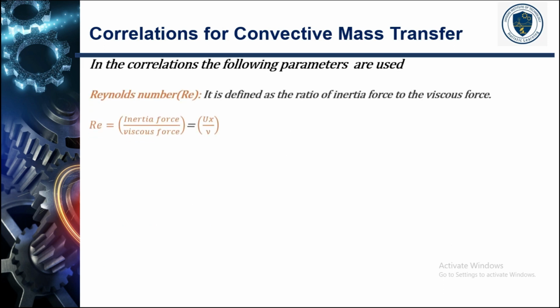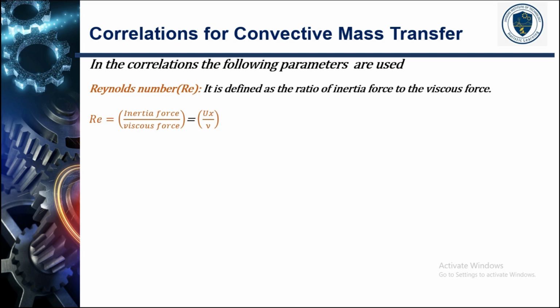The first one is the Reynolds number. We already know about the Reynolds number. What is the Reynolds number? It is the ratio of inertia force to viscous force. The formula for the Reynolds number is Ux by nu. If you substitute x, you can find the Reynolds number for a flat plate. If you substitute d, you can find the Reynolds number for cylindrical surfaces.